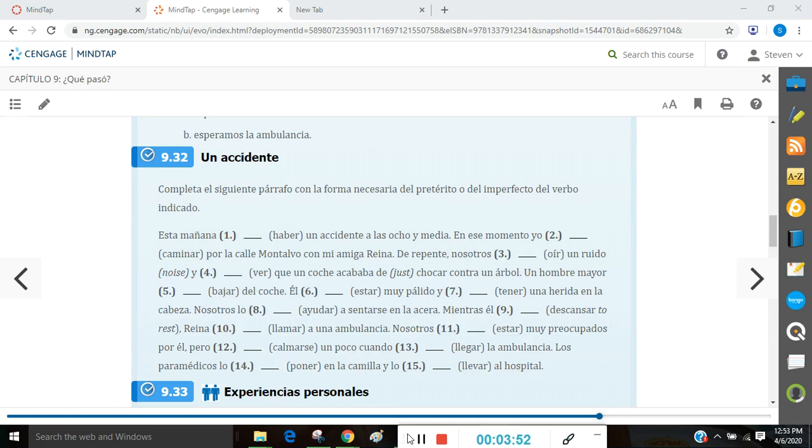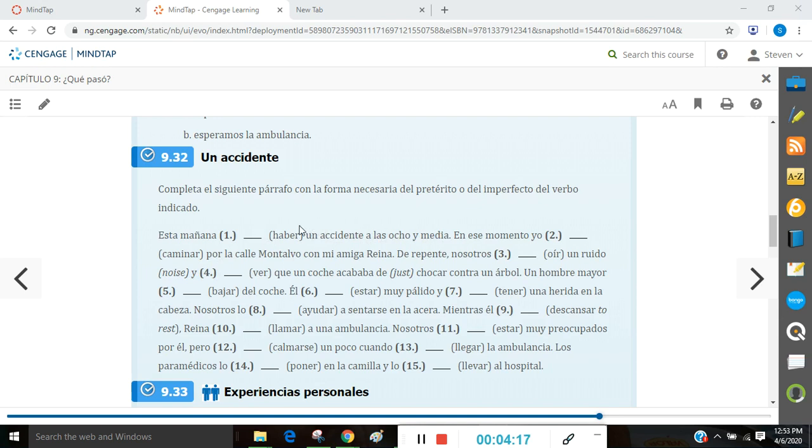Ok, ya vuelvo. Estamos en el libro de texto, página 306, ejercicio 932, un accidente. Dice, completa el siguiente párrafo con la forma necesaria del pretérito o del imperfecto del verbo indicado. Okay, so we're looking for the preterite or imperfect form of the verbs in parentheses. Let's do a couple together. Esta mañana blank un accidente a las 8:30. Okay, el verbo es haber.